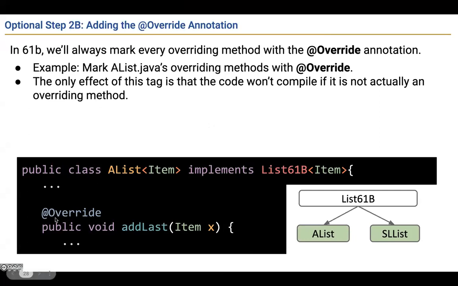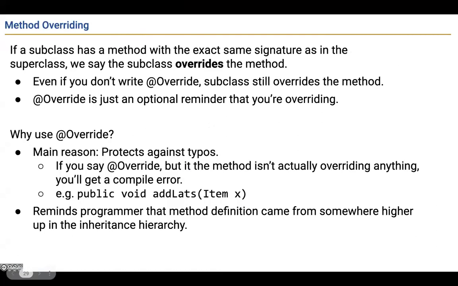OK, so it catches typos and also just makes code, in my opinion, easier to read. But do note that even if I don't put the override tag, I was still overriding. This is just a reminder to myself and a way to catch if I'm ever claiming to override something that I'm really not. OK, everything I said is now on the slide in words. So if you don't write it, it still overrides. It's optional. But in this class, we recommend it because it catches things like typos, like add first it, add lats. OK, question?